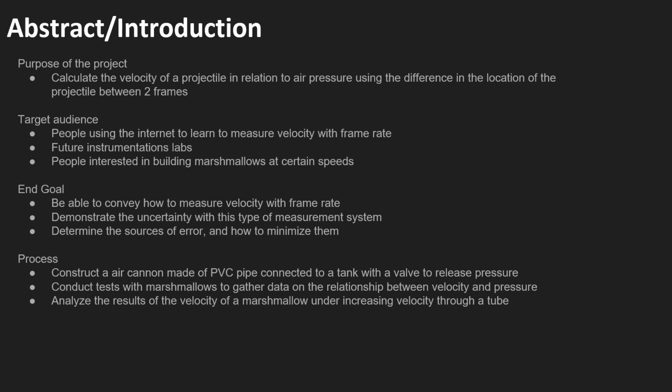This would be useful for anyone using the internet who would like to learn a little more about velocity and frame rates, along with future instrumentation labs and people just wanting to build marshmallow cannons that have certain speeds. The end goal for this project was to be able to measure the velocity based off of the cameras that we had at our disposal. To do this, we also found the uncertainty of this form of calculation and the errors that were associated with them.